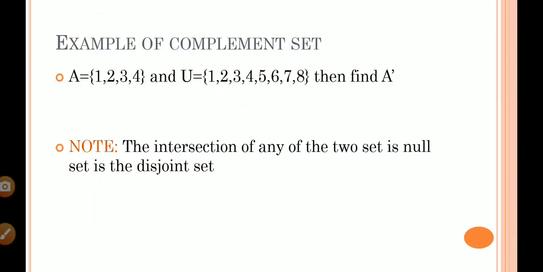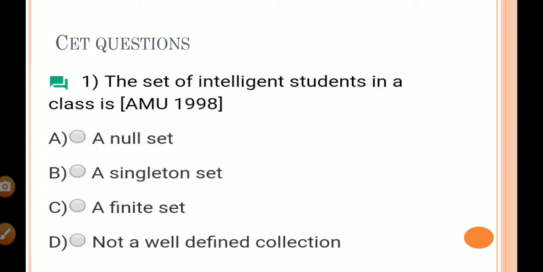Now some of the CET questions are given here. The set of intelligent students in a class: the options are null set, singleton set, finite set, and not well defined. Intelligent is not defined for a student in a class, so it is not well defined.